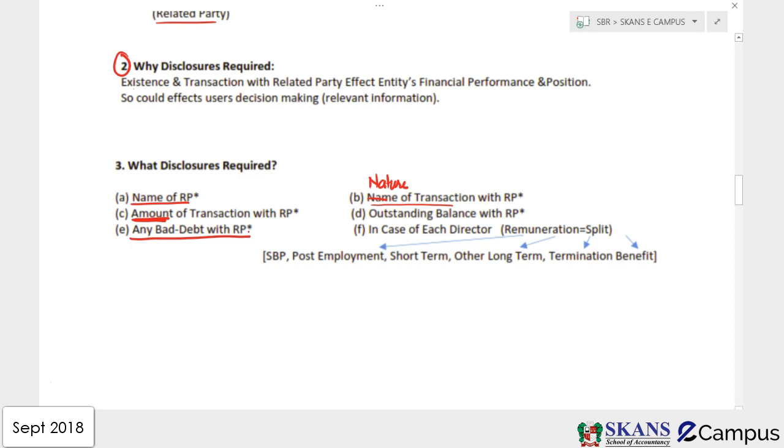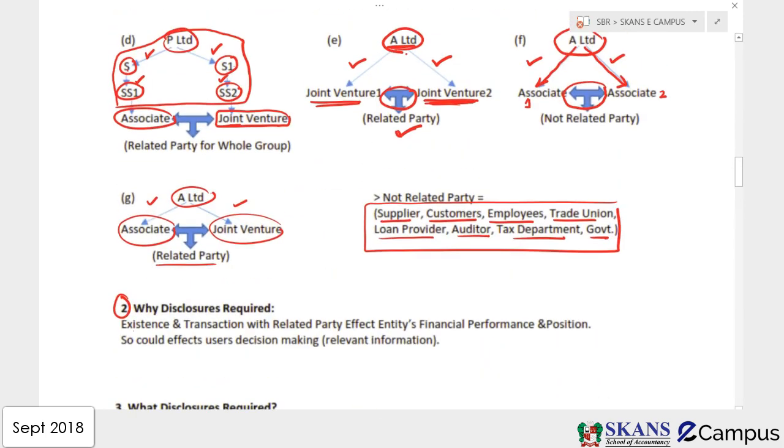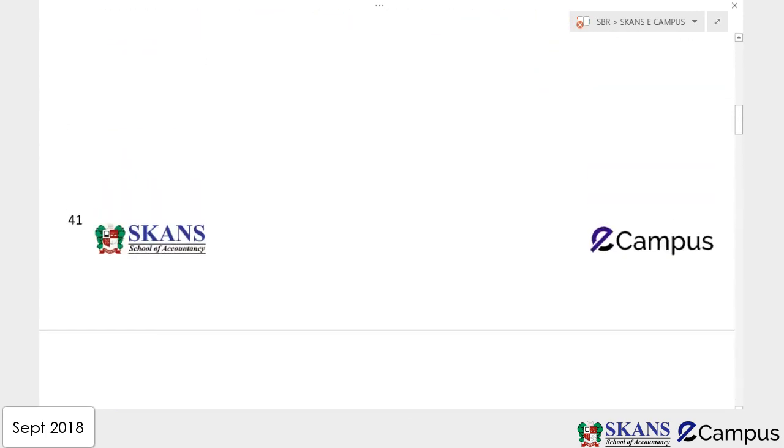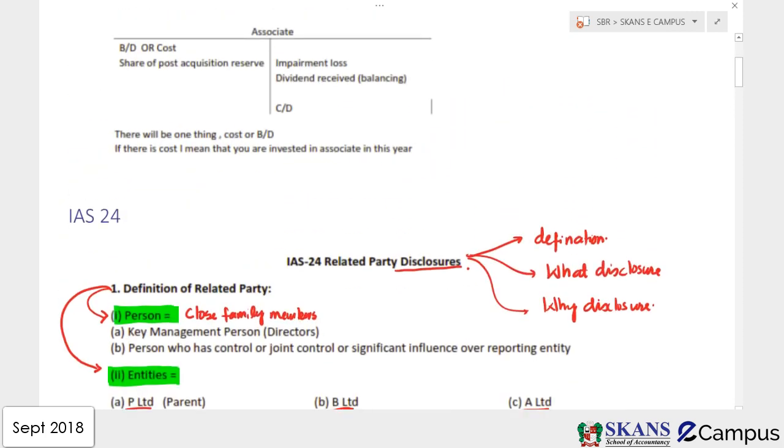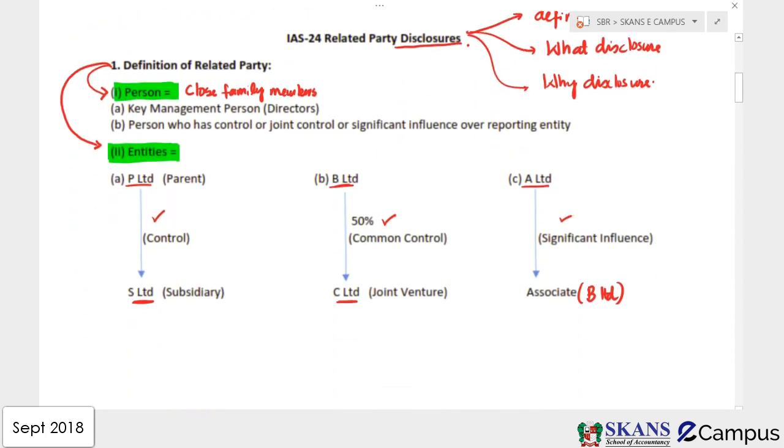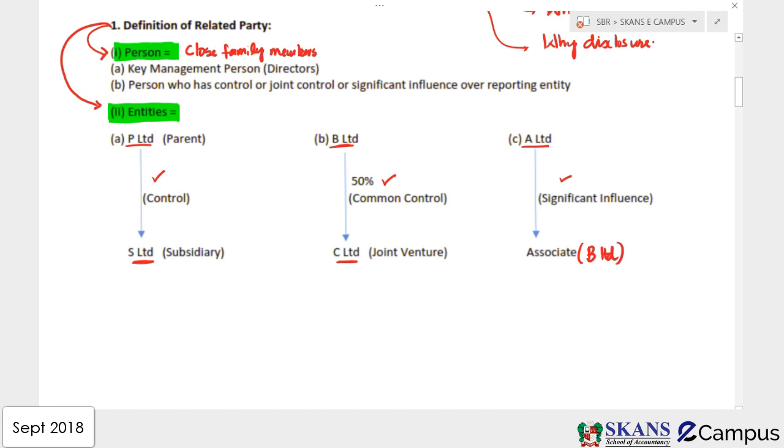In case of each director, their remuneration should be split between share-based payment, which is IFRS 2, post-employment benefits, short-term benefits, other long-term benefits, and termination benefits. So this is all about IAS 24, guys. Remember, you need to learn three things: what disclosure is required, why disclosure is required, and which companies or persons could be your related party. Now, the last thing that is really important, which companies cannot be your related party, is also important for you. Thank you, guys. This is all about IAS 24.